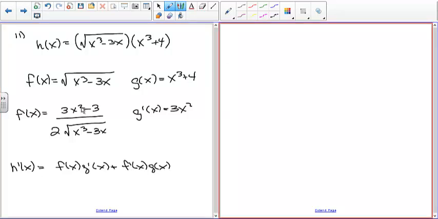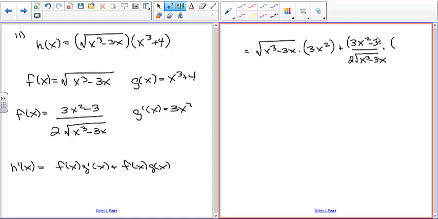And we've got everything here, so we plug those in. So f of x is equal to the square root of x cubed minus 3x. That's multiplied by g prime of x, which is 3x squared. And then we take f prime of x, which is 3x squared minus 3 over 2 times the square root of x cubed minus 3x. And that's all multiplied by g of x, which is x cubed plus 4.